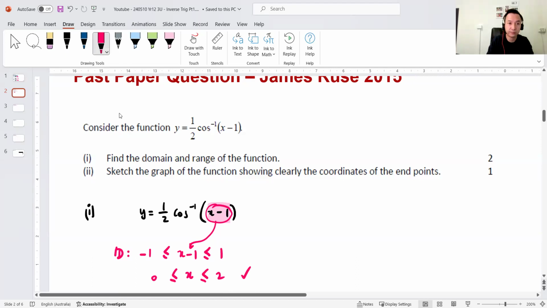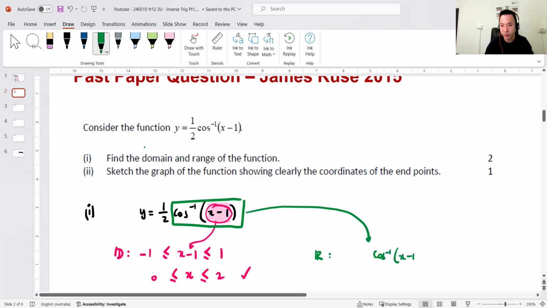Then for range, we basically take this guy and go for range. Now do me a favor when you do this. Take that guy and put him between, I know that cos inverse is always between, now I'll give a little space, and I'll explain why I need a bit of space, between 0 and pi. Now, this is the trick. I say this to my students. What I want to do to get the full y value, because that's y, it's missing the half in front.